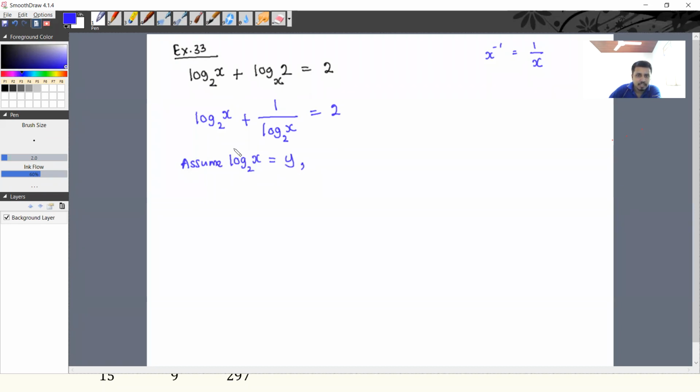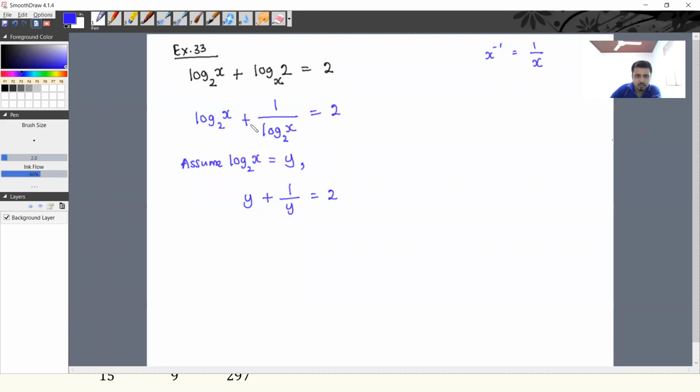Then how can we rewrite this? Log of x to the base 2 equals y. So this one we are now considering as y, plus 1 over y equals 2.